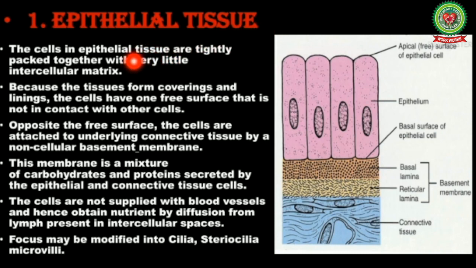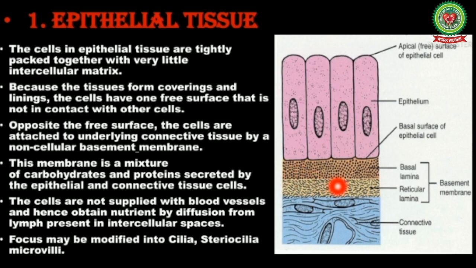The cells in the epithelial tissue are tightly packed together with very little intercellular matrix. As already discussed, here intercellular matrix is less, so cell junctions will be present. Because the tissue forms covering and lining, the cells have one free surface that is not in contact with other cells, and this is called the apical surface of epithelial cells. Opposite to the free surface, the cells are attached to underlying connective tissue by a non-cellular basement membrane.